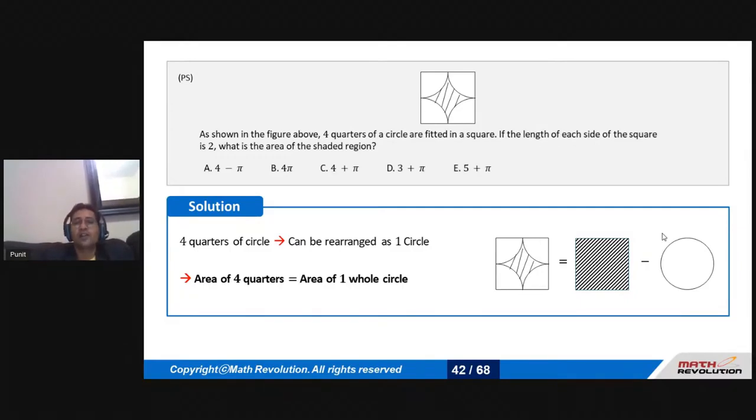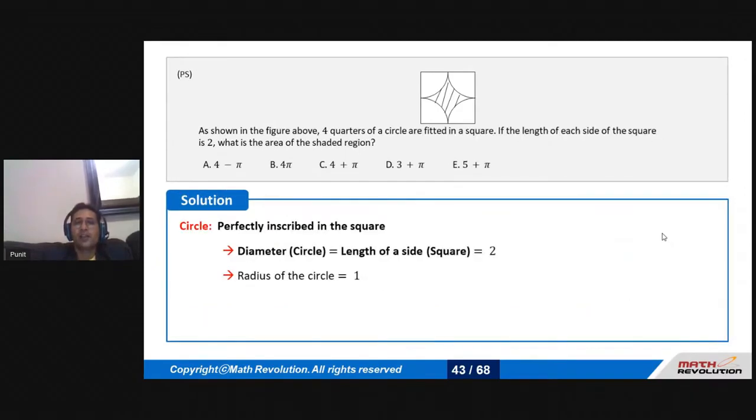Area of 4 quarters is equal to the area of one whole circle. So the 4 quarters that we see here can be arranged as a whole circle. This circle is perfectly inscribed in a square. The side of the square is 2, which acts as the diameter for the circle. So diameter is 2, then the radius is half of it, that becomes 1. Then the area of the circle is pi r square, which is pi times 1 square, which is pi.